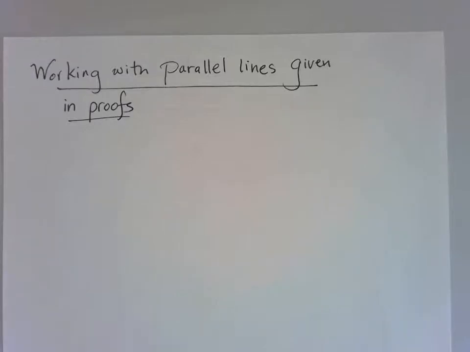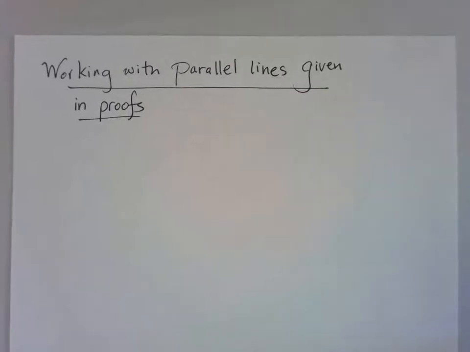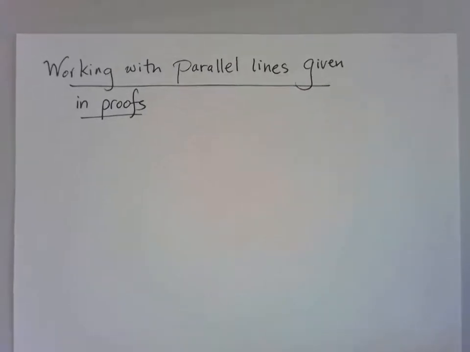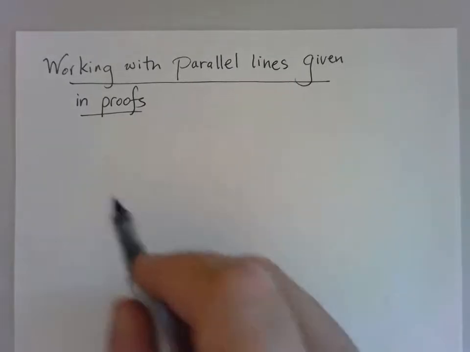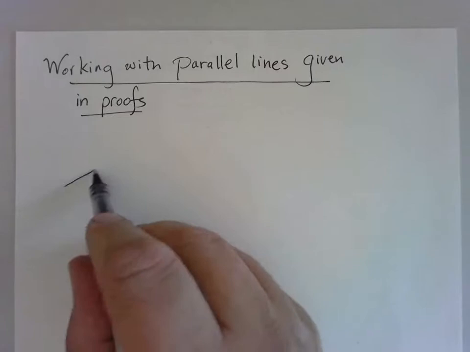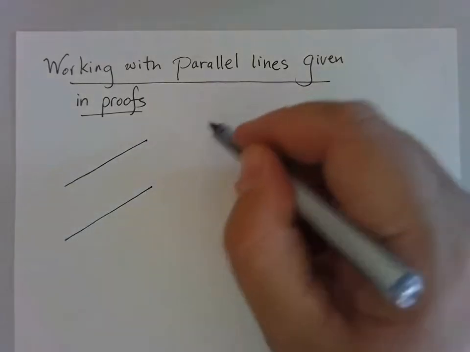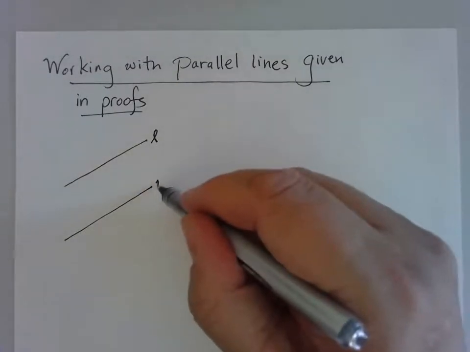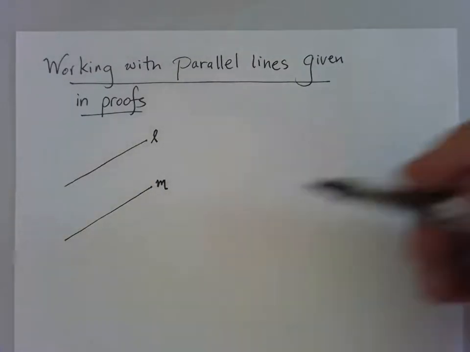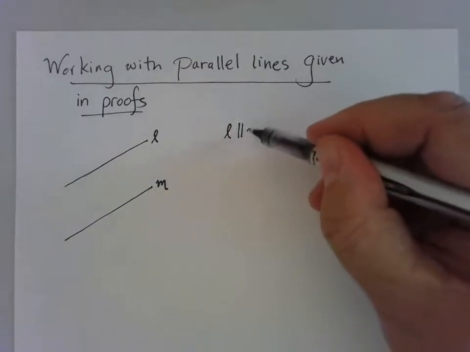So in this lesson, we're going to learn about how we use parallel lines when they are given in proofs. We've already discussed briefly what we know when lines are parallel, but let's review it. What we know is if we have two lines, and we know that they're parallel, so I'm going to use some lowercase letters here to represent the lines, but usually they'll be given the usual way in proofs. Let's say I know that L is parallel to M is given.